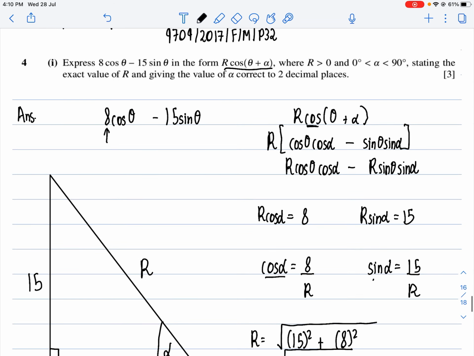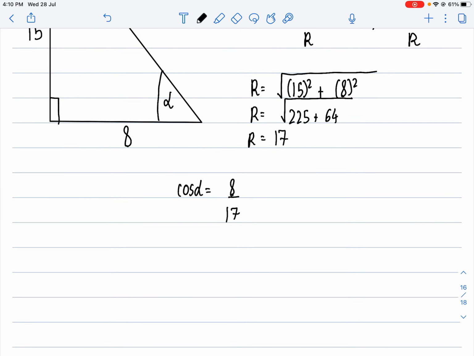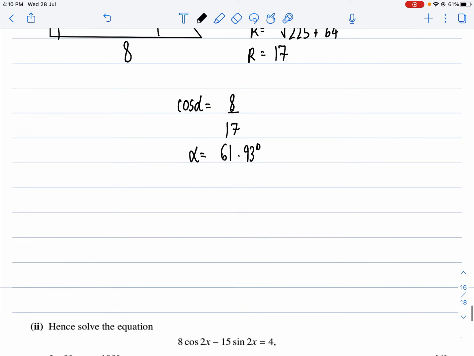Now I have degrees here, so I'm on the degree mode, shift mode 3, correct? Then I simply do alpha, which is equal to the cos inverse of 8 over 17, which I get as 61.93 degrees to 2 decimal places, as mentioned in the question.